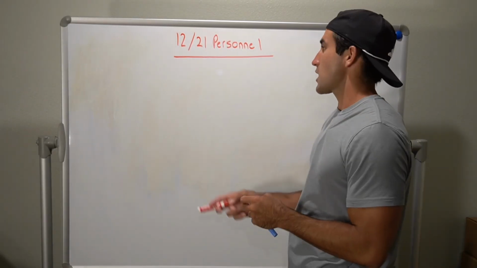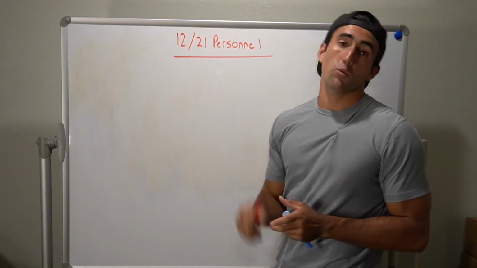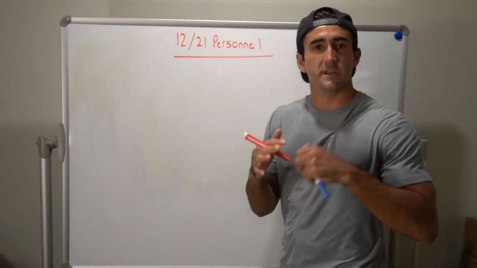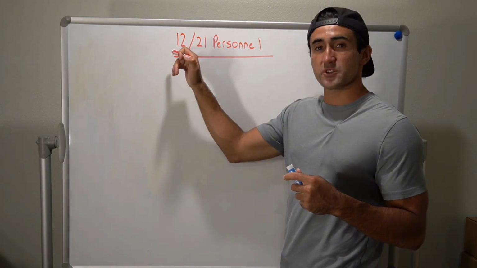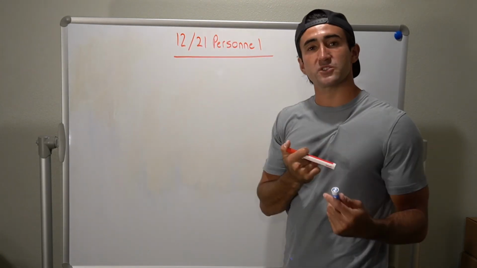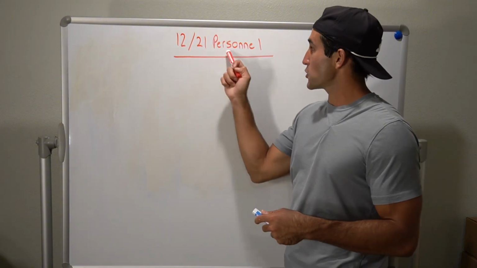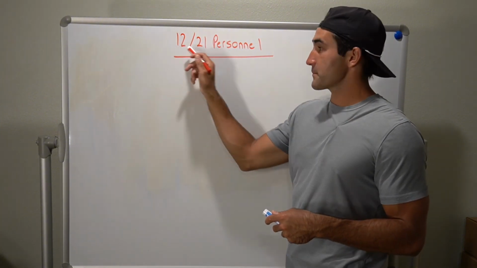So fellas, now we're going to talk about 12 personnel and 21 personnel. So let's break down what we discussed in the last 10 personnel clip. Well, the first number represents the amount of running backs. Second number represents the amount of tight ends. So 12 personnel, let's do that one first. 1 running back, 2 tight ends.